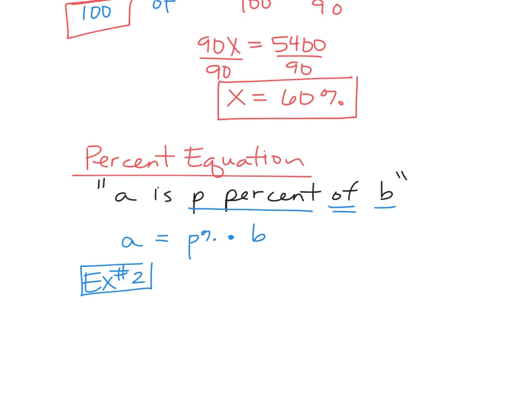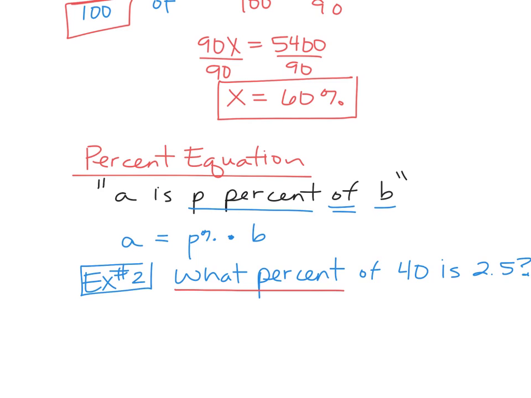Let's say I said, what percent of 40 is 2.5? Okay, so if I'm going to write it word for word, we got a few things going on here again. What percent, okay? What are we going to put in place of that? X, P, some variable, right? So if we call this X, what is "of"?